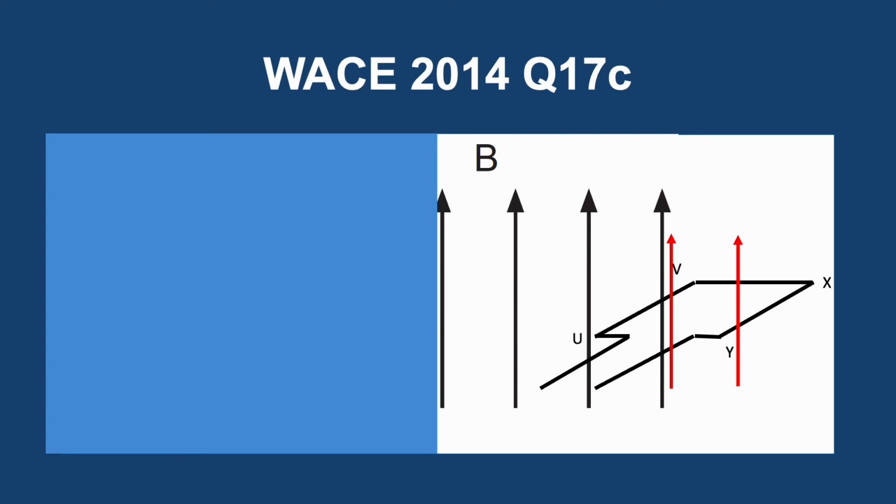On our graph, this would be a positive EMF. Again, it would be constant for the same reasons as before: constant speed, constant side length. This time, it's the trailing side UV that's doing the EMF, and constant field strength B.